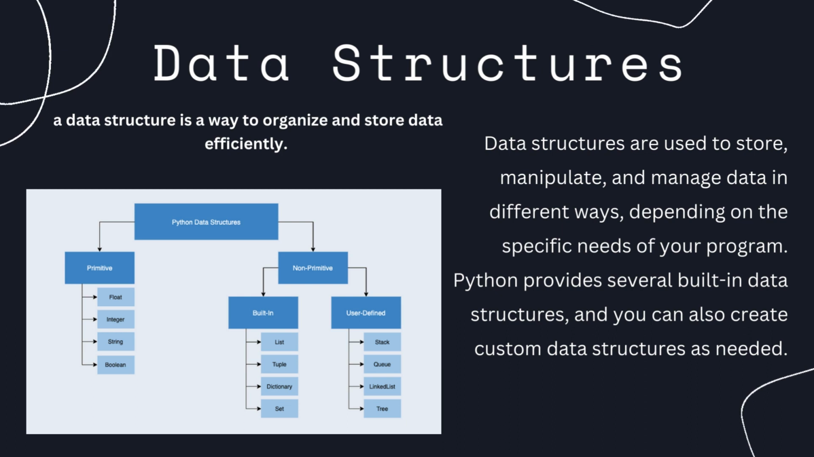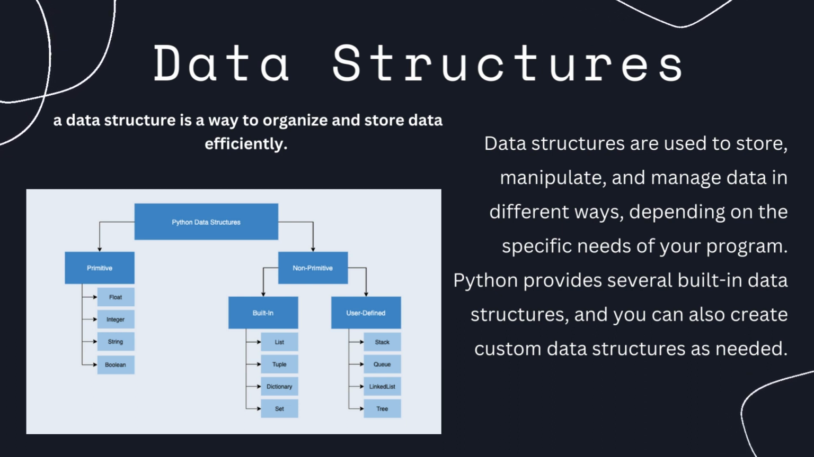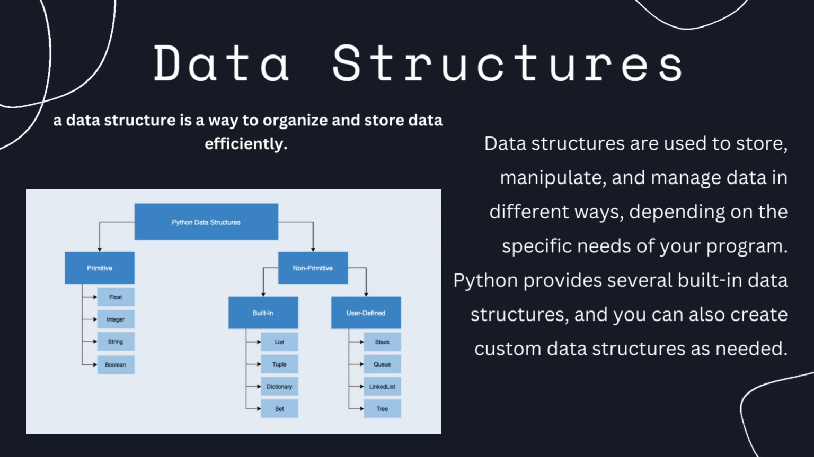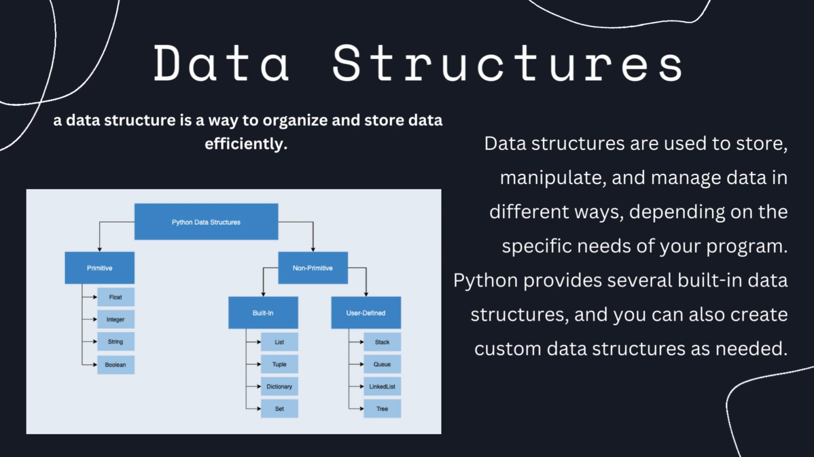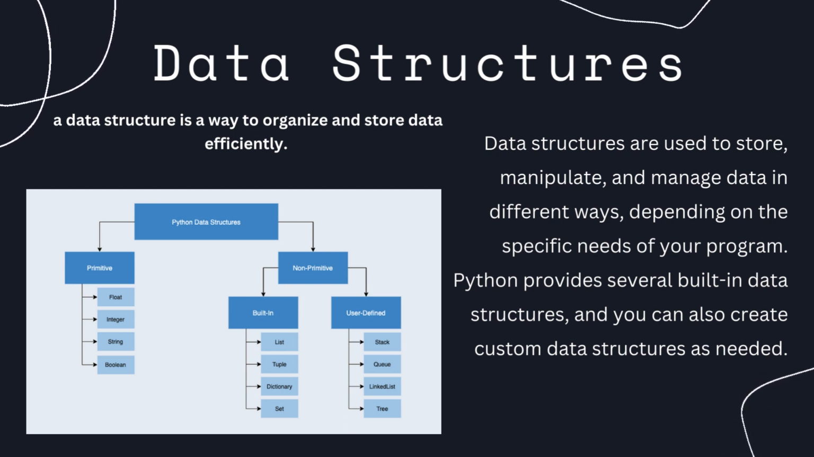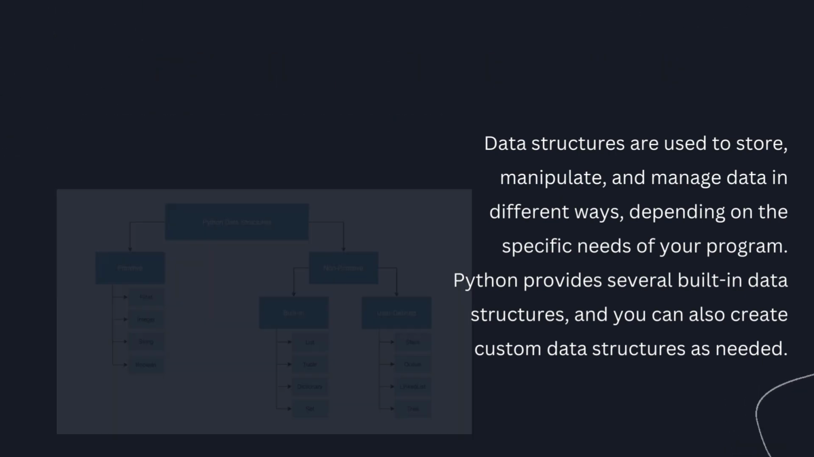Alright, so a data structure is a way to organize and store data efficiently. Data structures are used to store, manipulate, and manage data in different ways depending on the specific needs of your program. There are several built-in data structures in Python. As you can see here, there's primitive, non-primitive. We're going to cover some things like lists, tuples, dictionaries, and sets, which are built-in non-primitive data structures.